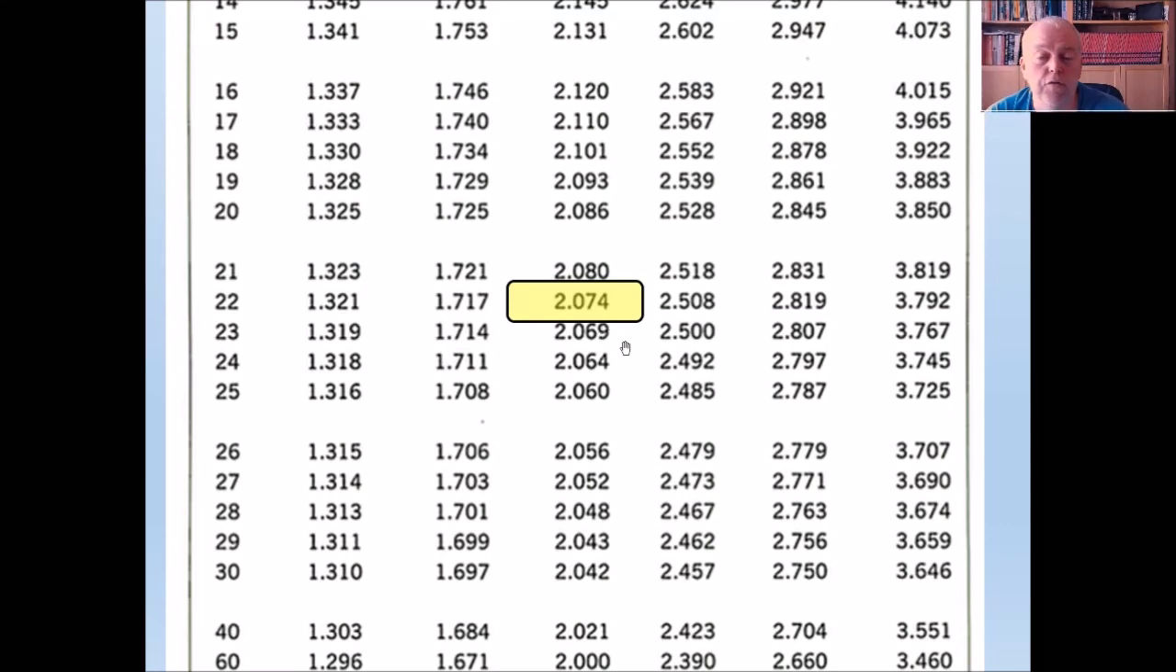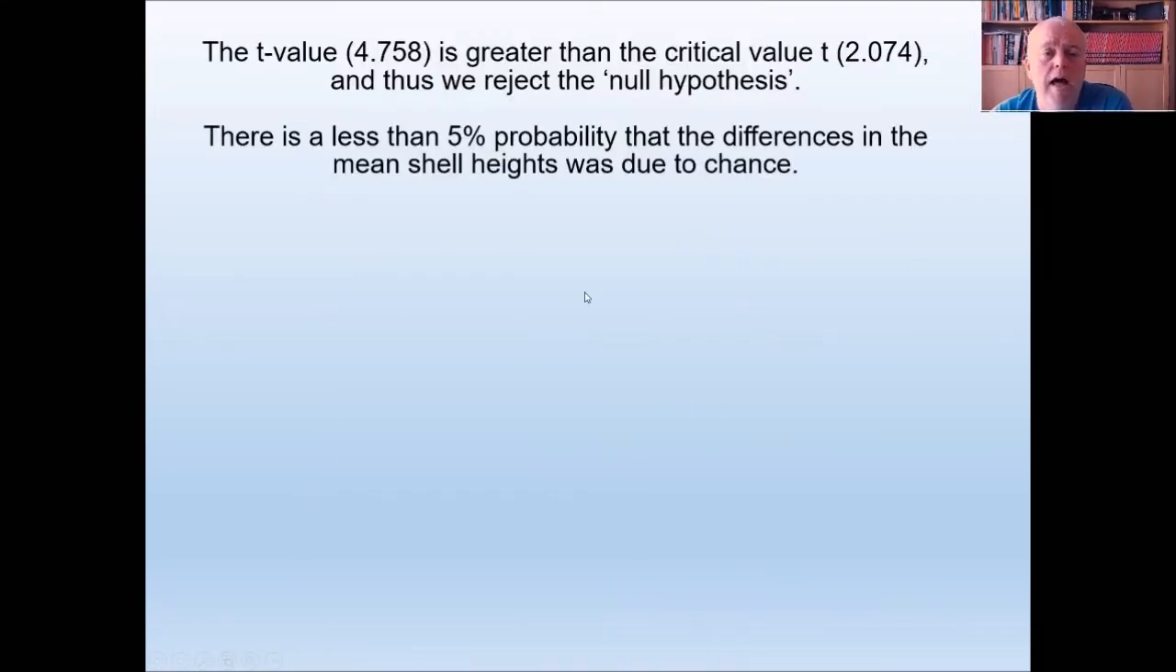We calculated a different value to that. All we've now got to do is compare the 2. Okay. So our test statistic was 4.758, and that is greater than the critical value when we look it up at 2.074, and therefore because of that we reject the null hypothesis. So we did Spearman's rank earlier. It was the same kind of idea. If our value was greater than or equal to the critical value, we would reject the null hypothesis. There is a less than 5% probability, or less than 5 times out of 100, would the differences in the mean shell heights occur due to chance.